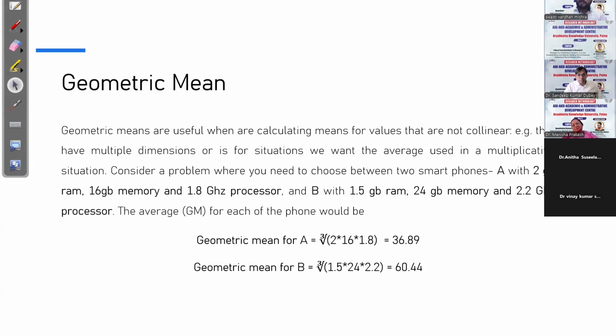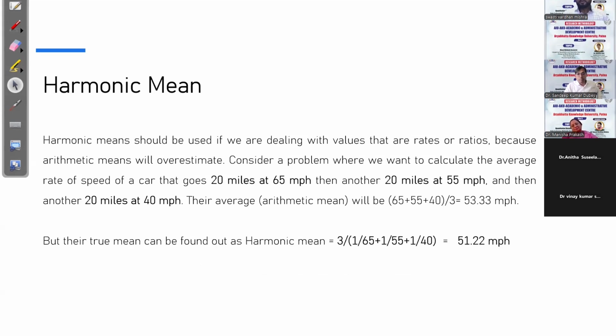You have a number of softwares, a number of online calculators which would produce the geometric mean once you feed it. So how it is being done is secondary, but what is important is why it is being done. Why geometric mean, and when geometric mean is required. The harmonic mean is required when we deal with rates or ratios.